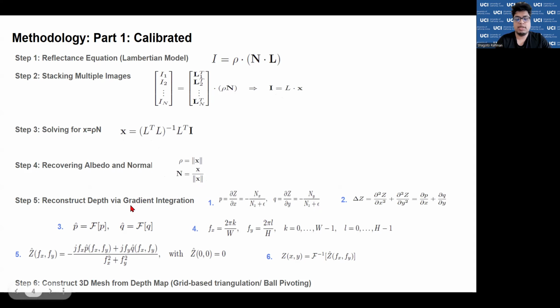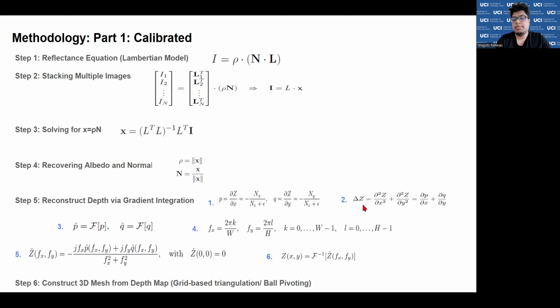To reconstruct the depth, I'm using the Frankot-Chellappa algorithm. First I'm extracting the gradients, where p, which is dz by dx, equals minus nx divided by nz plus epsilon. Epsilon has been used here to get rid of division by 0. And q is dz by dy, which is minus ny divided by nz plus epsilon.